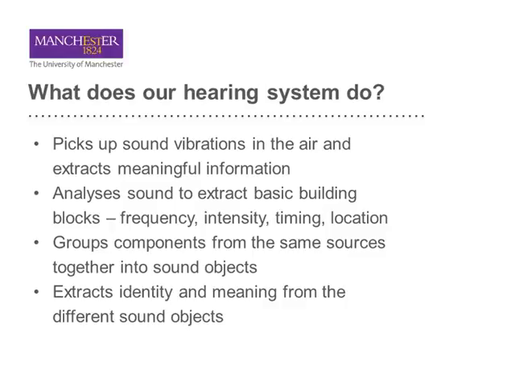Once this information has been extracted, the higher parts of the auditory system in the brain can group components from the same sound sources together into sound objects, and the brain can then extract identity and meaning from the different sound objects. In these presentations, we'll concentrate on the initial parts of these processes carried out by the ear itself, as it is damage to these peripheral stages that is the cause of most common types of hearing impairment.